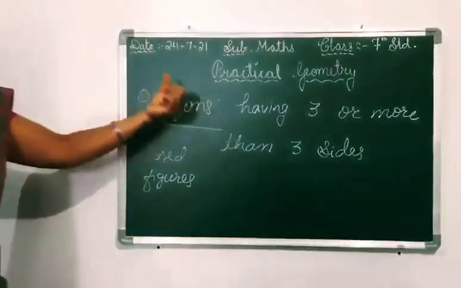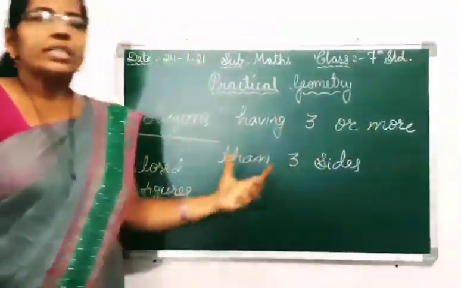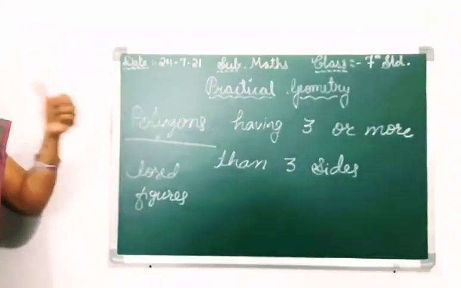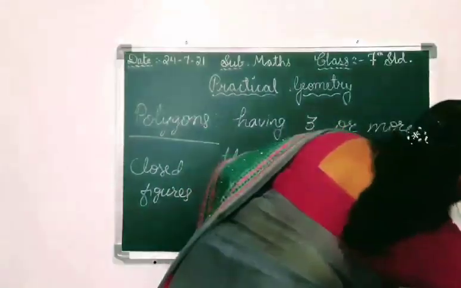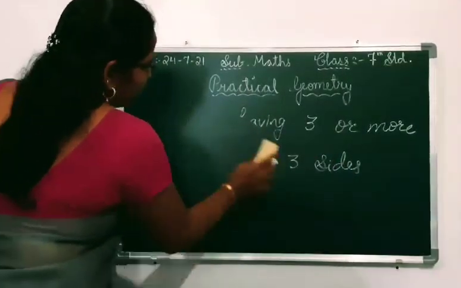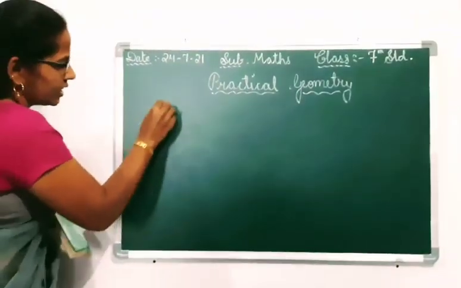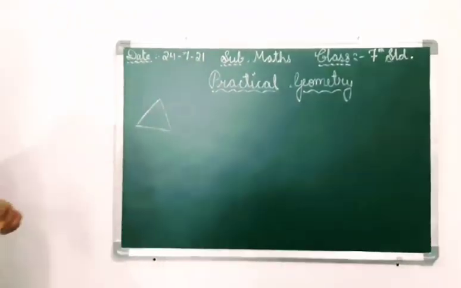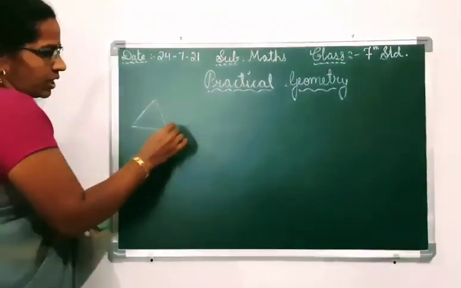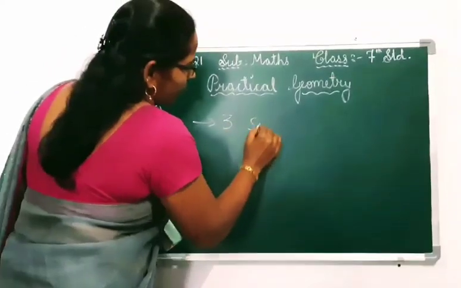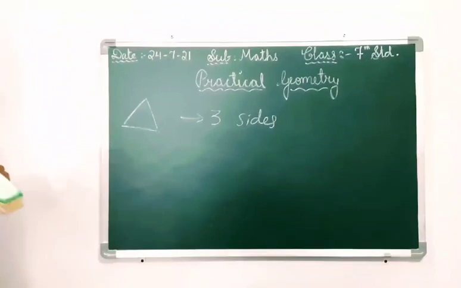Polygons having 3 sides or more than 3 sides are known as polygons. These are closed figures. I will show some examples to you. I already said it has 3 or more than 3 sides. See children, a triangle is a polygon because 3 sides are there. You can observe here 3 sides. That's why I said polygons have 3 or more than 3 sides.